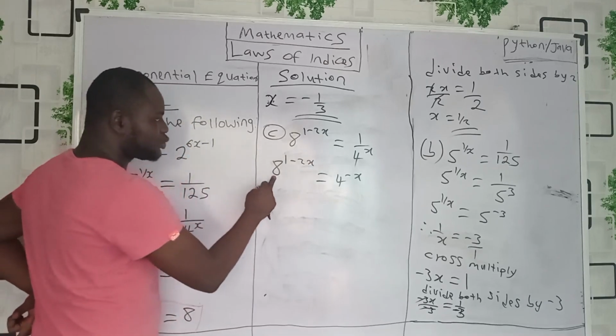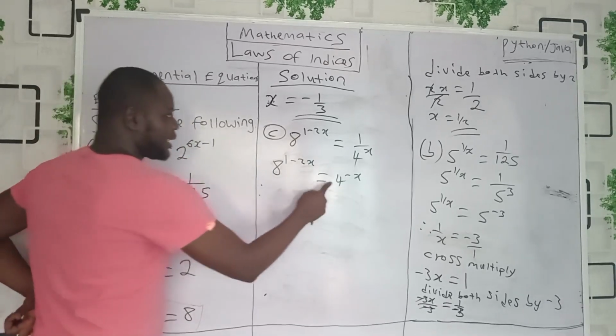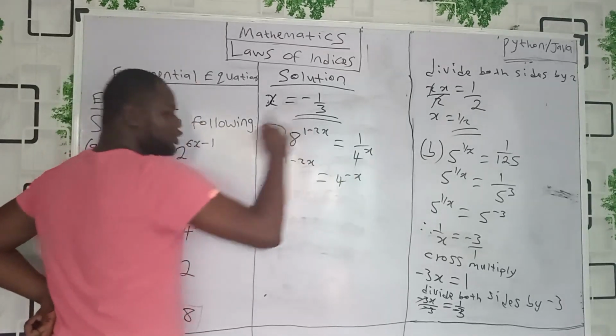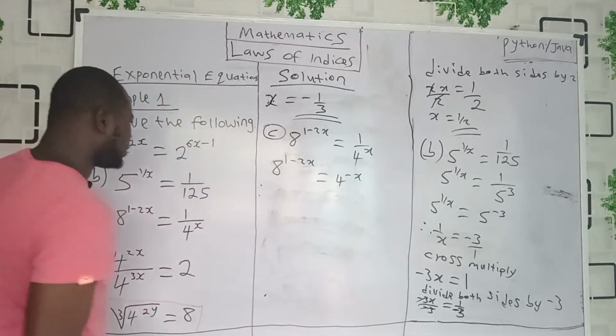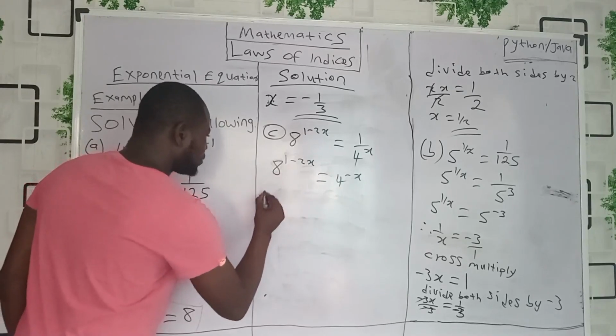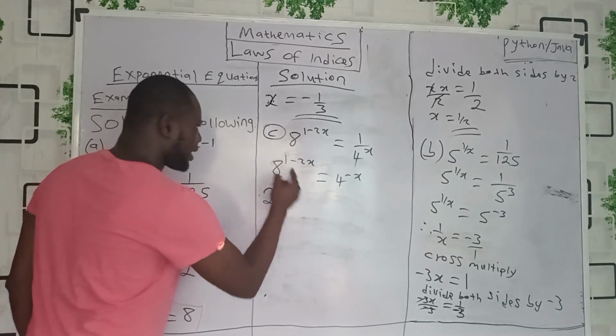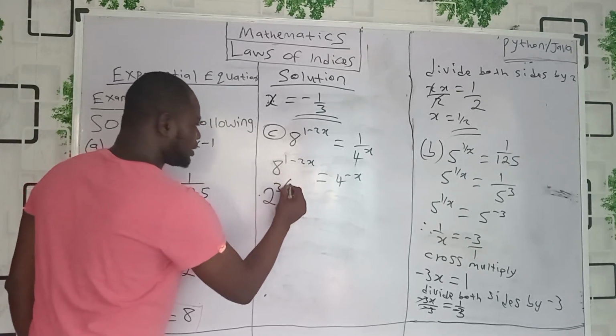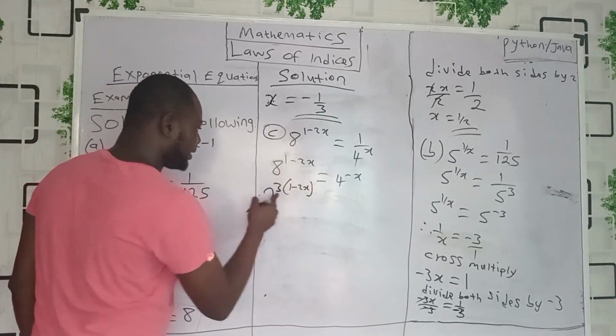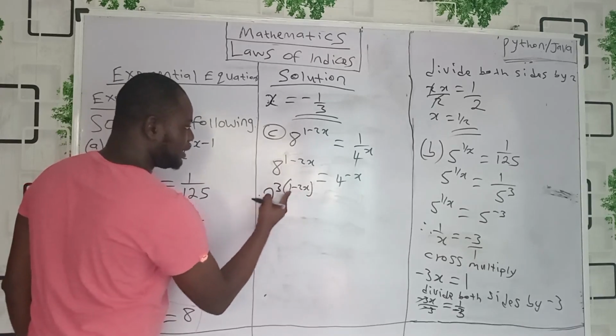What if I reduce this one to 2 raised to power something, and I reduce this one to 2 raised to power something? Since it is possible, that's very good. I will now say, this one is 2 raised to power what? 3. 8 will give me 2 to the power 3. But don't forget we have 1 minus 2x before. That's 1 minus 2x. So this 3 will multiply by each term in this bracket.